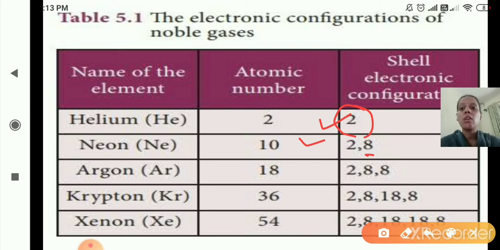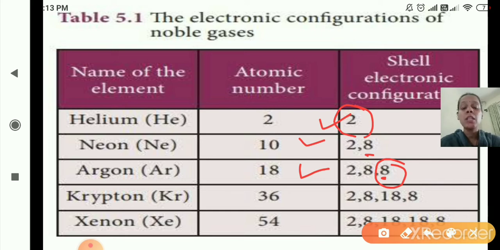Now the next one is argon. As it has 18 electrons, its electronic configuration is 2, 8, 8. In the K shell it has 2 electrons, in the L shell 8 electrons, and in the M shell 8 electrons. But the maximum capacity of the M shell is 18 electrons. But in argon there are 8 electrons in the outermost shell, or the M shell. As it has 8 electrons in the outermost shell, it completes the octet. So argon has an electron octet. So it will not take electrons, it will not lose electrons. Because of this, its valency is 0.